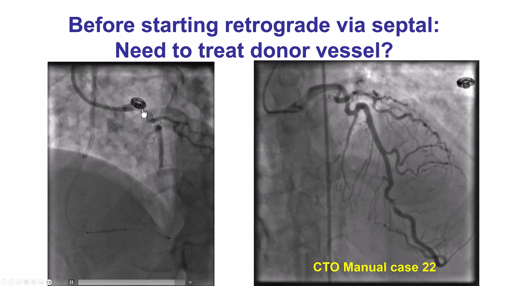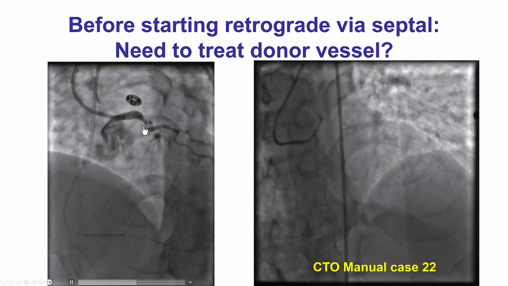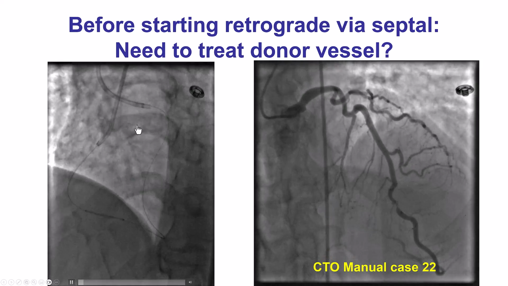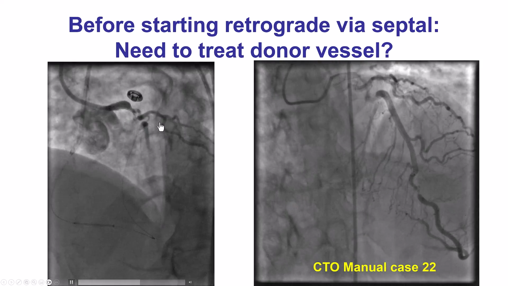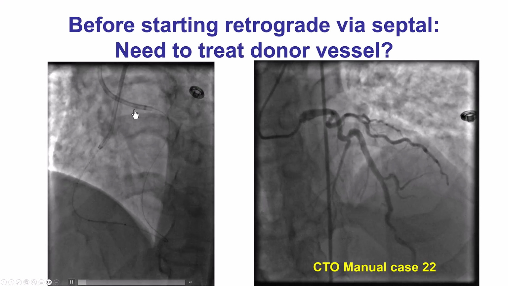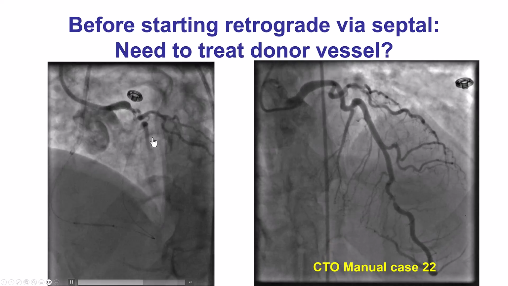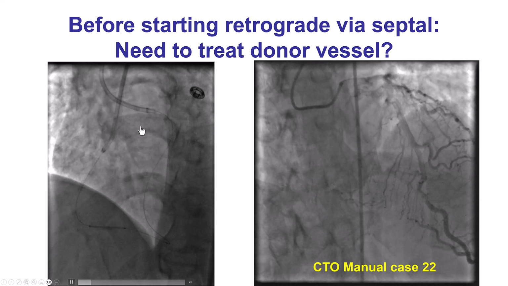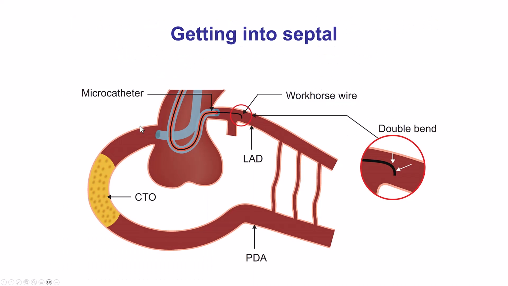And again, the goal is to avoid complications like this, that there is dissection or other issues in the donor vessel. So again, if the donor vessel proximal to the takeoff of the septal needs treatment, then this should be done before crossing the septal.